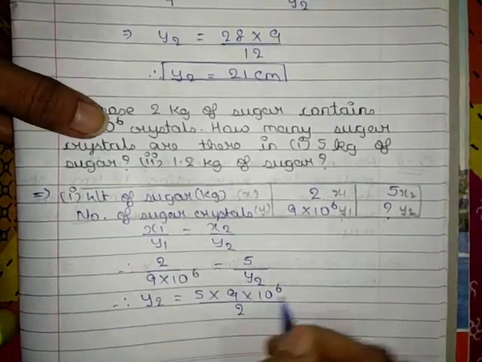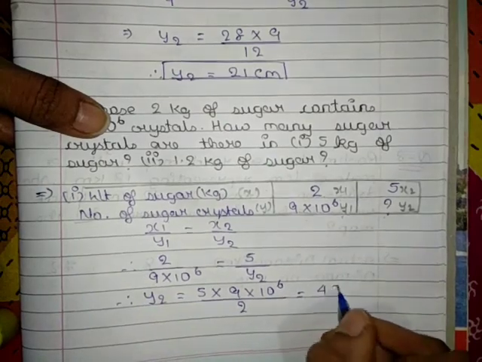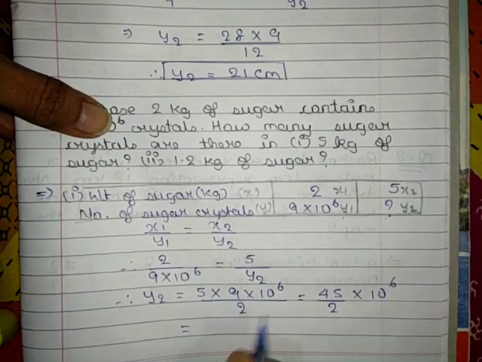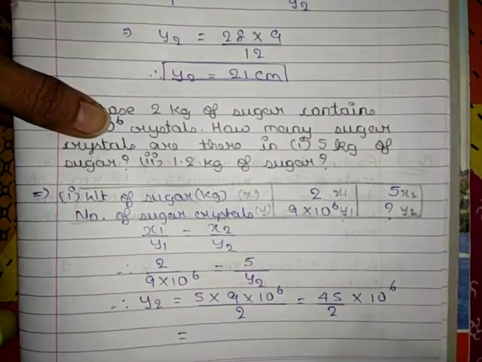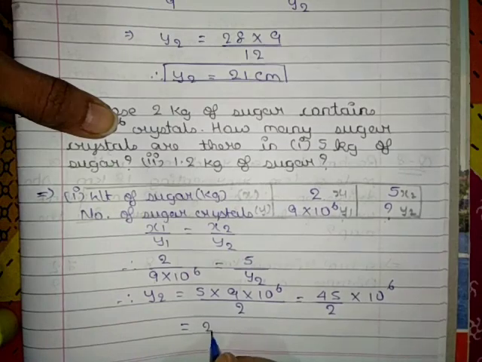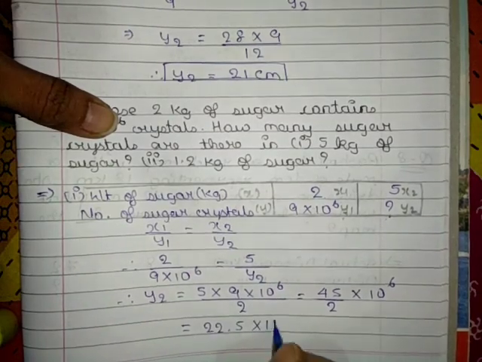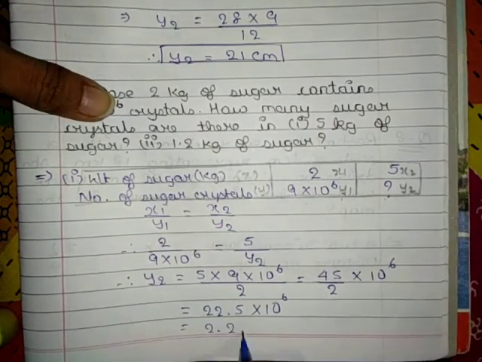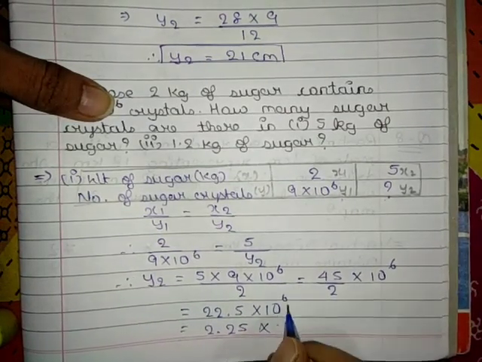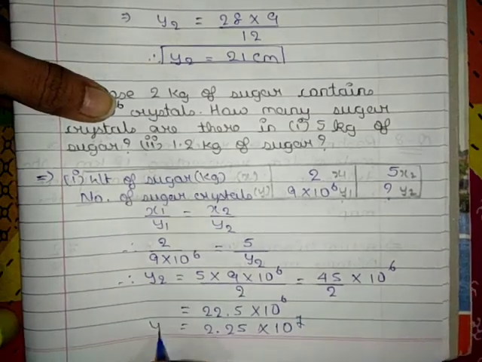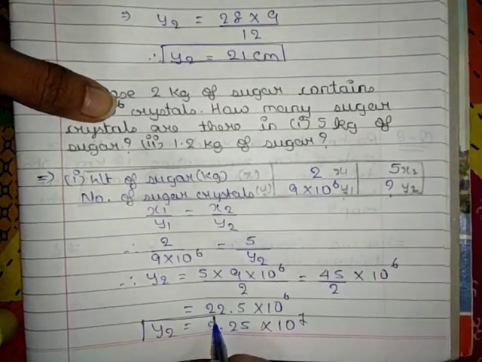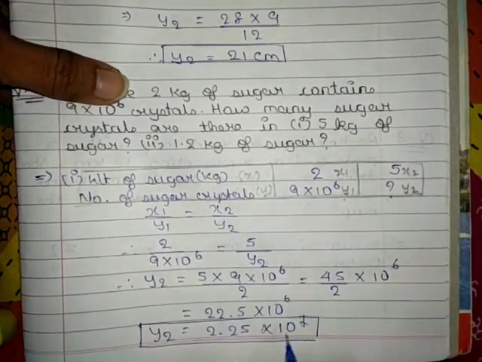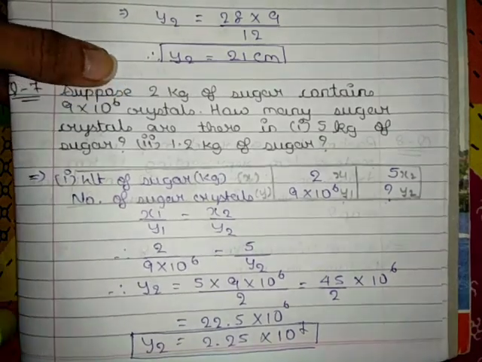So we will further do it: 5 9s are 45, 45 divided by 2 multiplied by 10 raised to 6. 45 divided by 2 will be 22.5 multiplied by 10 raised to 6. So if we move the point one place here, that is 2.25, so 1 will get added here, that is 10 raised to 7. So y2, that is the number of crystals if the sugar content is 5 kg, will be 2.25 multiplied by 10 raised to 7 number of crystals.